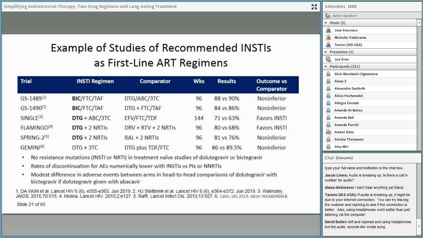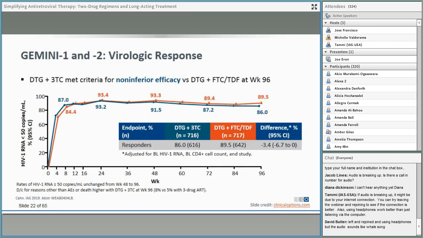There are many, many studies now that show that first-line integrase inhibitors are either non-inferior or superior to alternatives. And I'll just focus you on the last line in the column. These are the Gemini studies, which I'll go over. These studies compare Dolutegravir 3TC, this again is initial therapy, with Dolutegravir plus TDF-FTC, and the result was clearly non-inferior. We know from studies 1489 and 1490 that Dolutegravir with 2 nucleosides and Bictegravir with 2 nucleosides are really virtually identical in terms of their treatment outcomes. So many of our new first-line patients are starting either Bictegravir or Dolutegravir-based therapy.